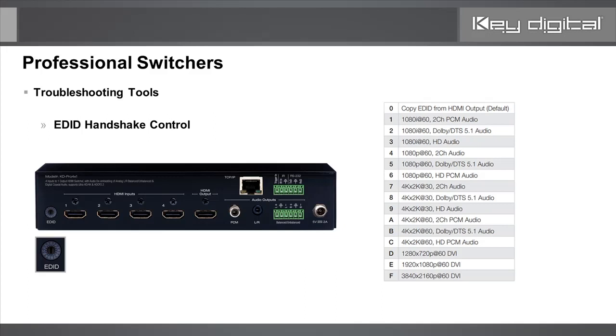From there, 4, 5, 6 is 1080p with 2-channel, 5.1, and 7.1 audio. 7, 8, 9 is 4K at 30 frames per second. That's that HDMI 1.4 4K, if you will, with 2-channel, 5.1, and 7.1. A, B, and C are 4K at 60 frames with 2-channel, 5.1, 7.1 audio. And D, E, and F are DVI format handshakes that have no audio, in fact, because the DVI connector has no audio as well. But in case you need to integrate into a DVI projector or DVI monitor, these handshakes will be very useful for you.